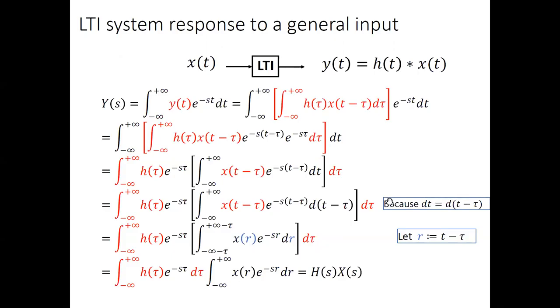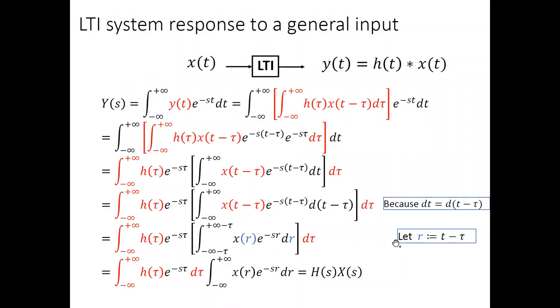And then this is the substitution. We can replace dt with d of t minus tau, because for the inner integration, the integration is over t. We just add minus tau to t, which is like adding a constant deviation to the integration variable. It does not change the result of the integration. Notice that at this step, the inner integration is still embedded inside the outer integration because the result still depends on tau. It's a function of tau, so it needs to be put in the outer integration over tau.